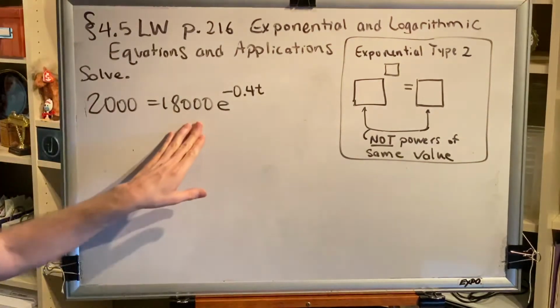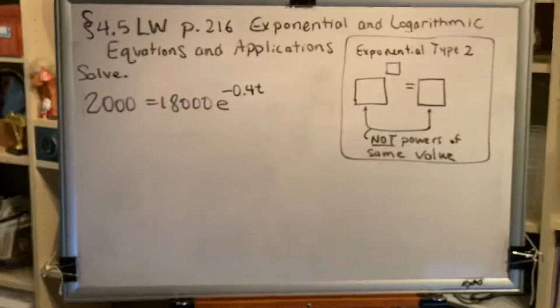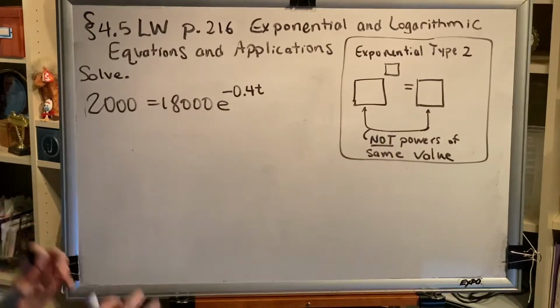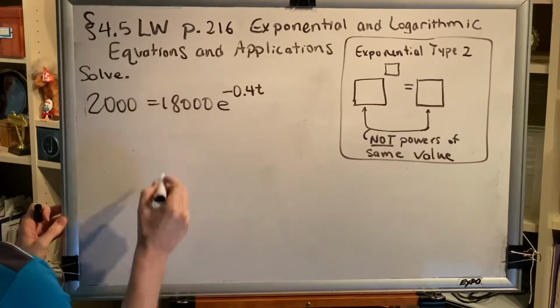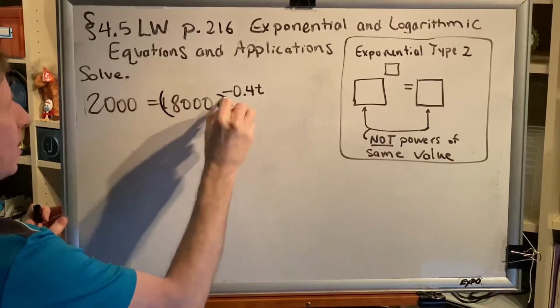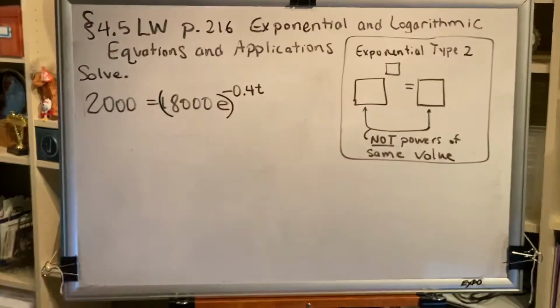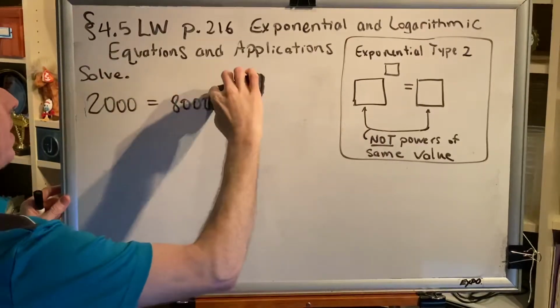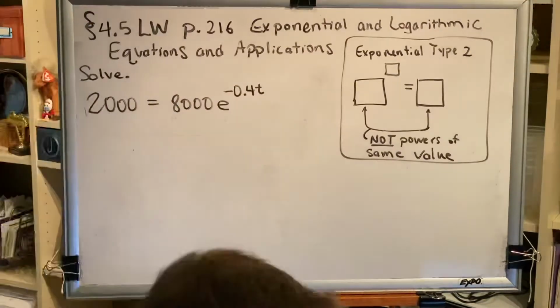The base is not 18,000e. And the reason I know that is because there are no parentheses. If I wanted the base to be 18,000e, then both the 18,000 and the e would have to have parentheses around them. Absent those parentheses, the base is simply e.